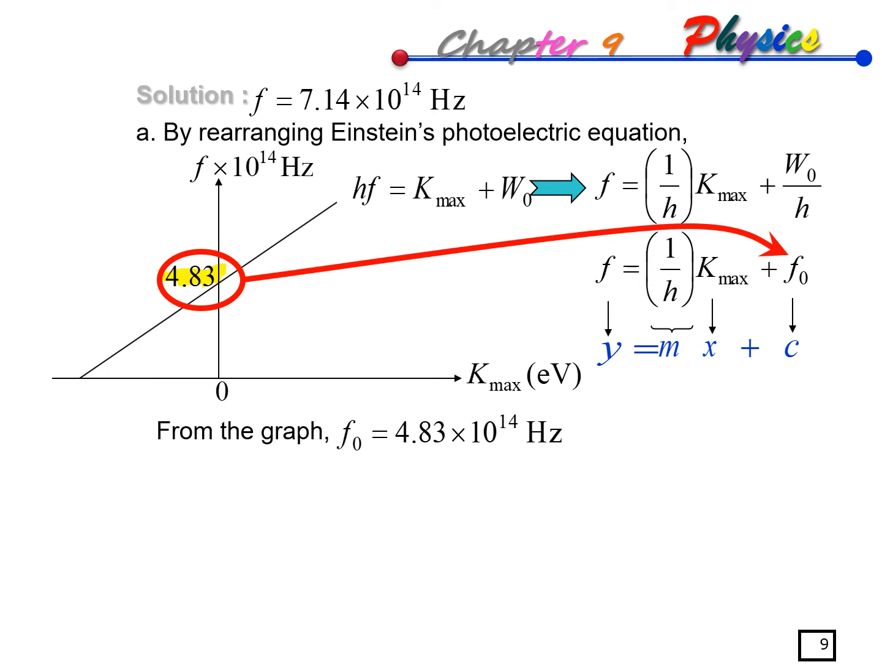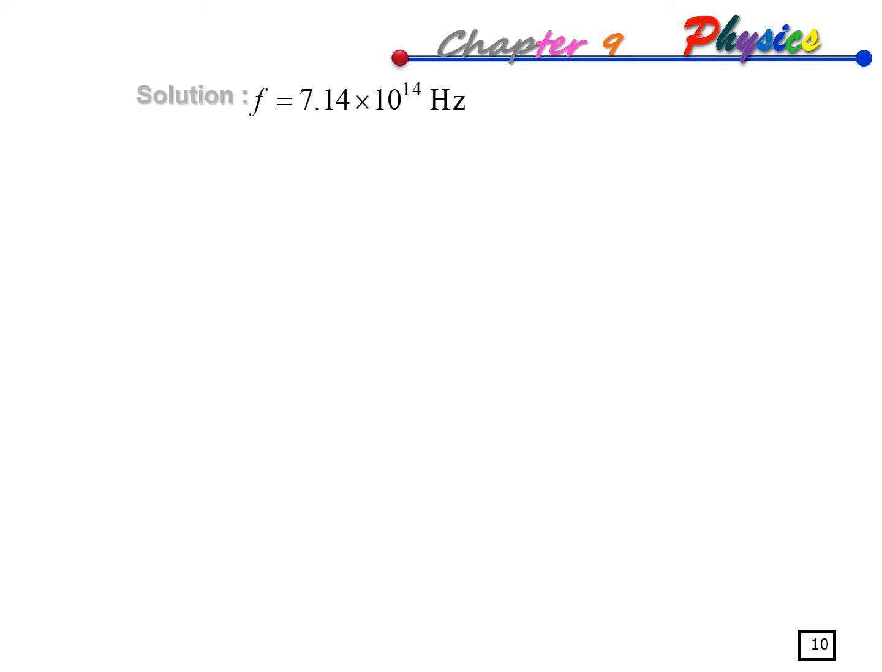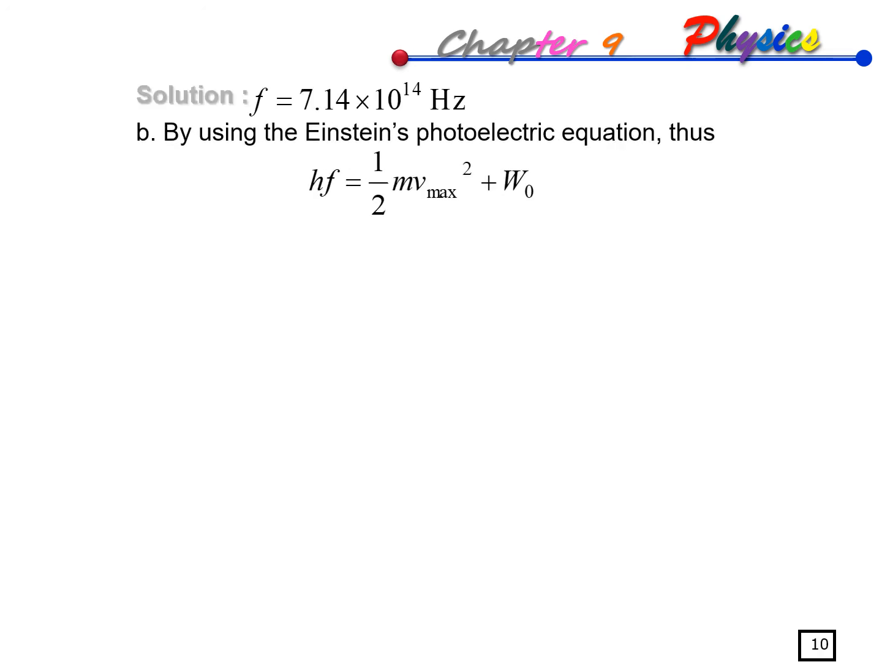Once we have the threshold frequency, we can determine the threshold wavelength by using the equation c equals f lambda. Since c is constant, you end up with a threshold wavelength of 6.21. This we obtain by analyzing the graph. Now for solution B.